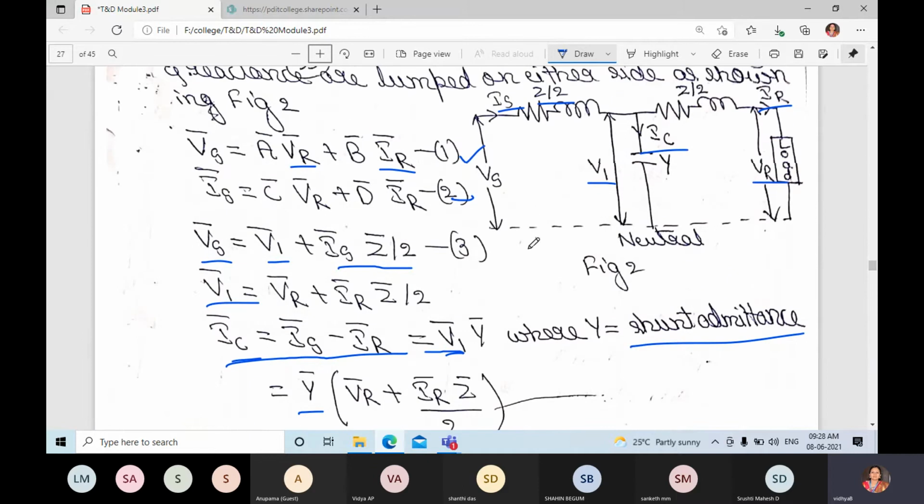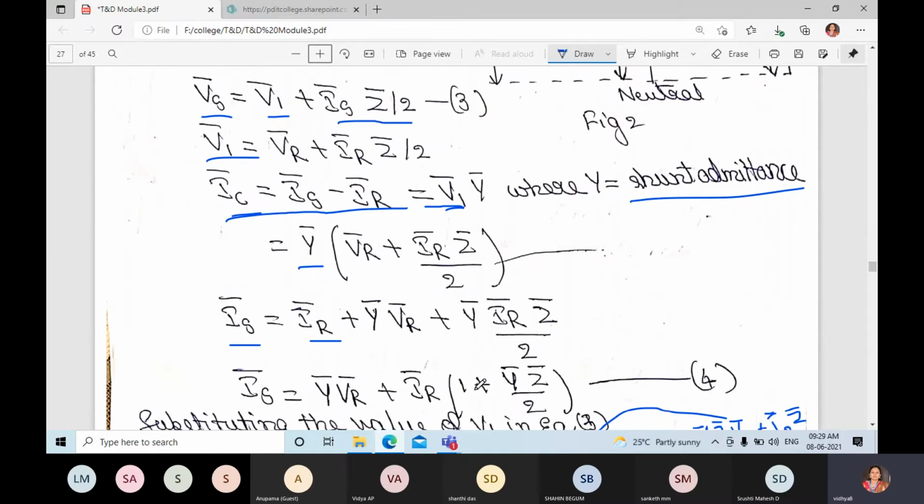Because this is the incoming current and these two are the outgoing currents, that is IC and IR. So Is is equal to IC plus IR. First they have found out the IC value and next they are substituting in the equation. This is IR, and this whole thing is the IC value.